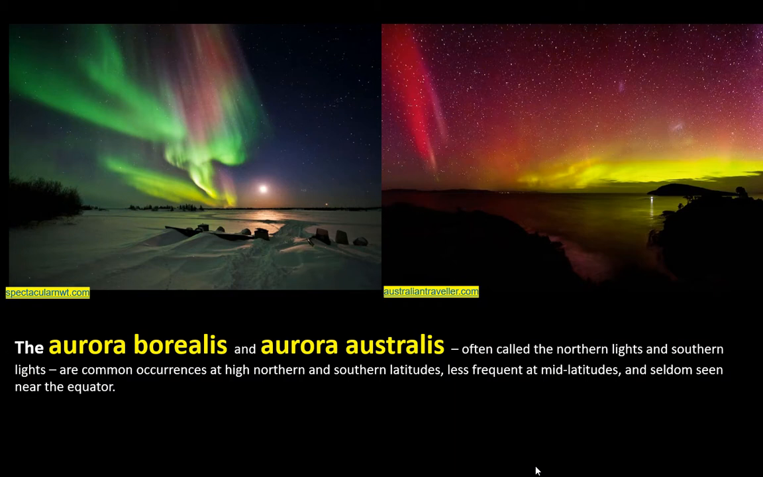So the aurora borealis and aurora australis, often called the northern lights and southern lights, are common occurrences at high northern and southern latitudes, less frequent at mid-latitudes, and seldom seen near the equator. Aurora borealis is named after the boreal sea, and aurora australis is named after the country Australia in the southern hemisphere.